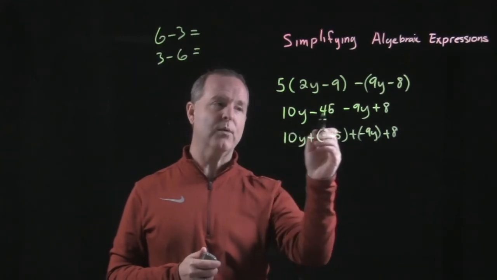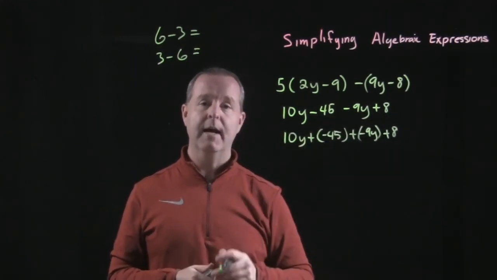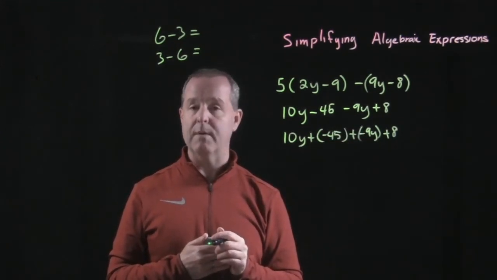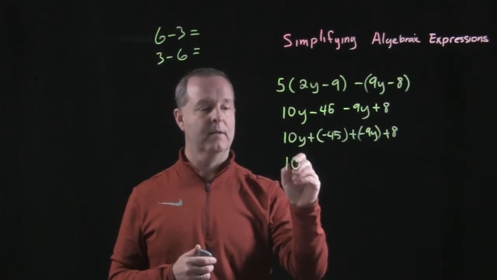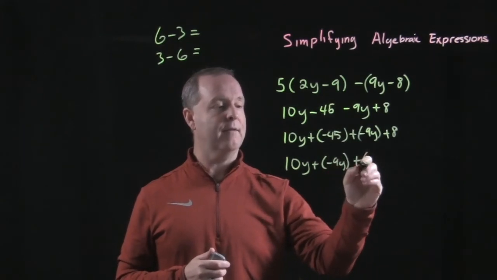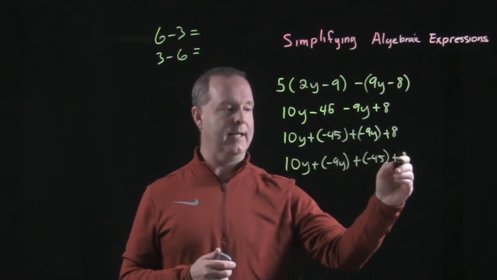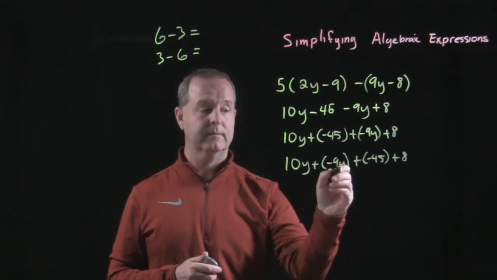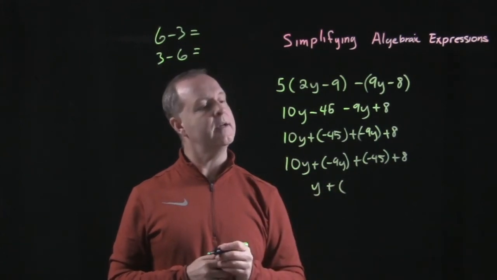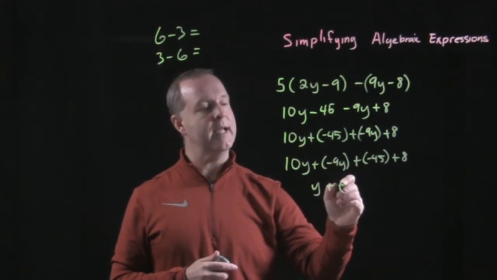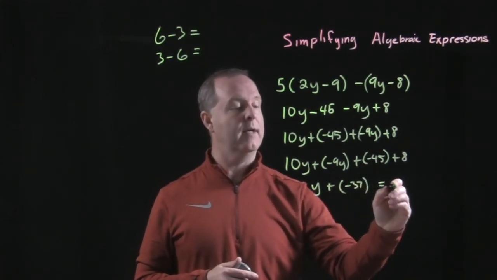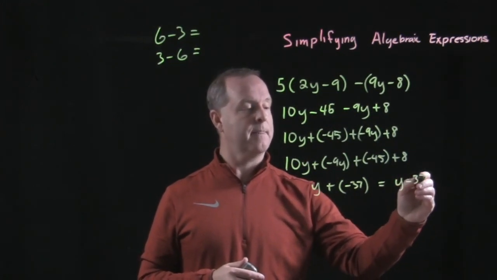Because of that, I need to rewrite this sequence of terms as terms being added together. Then I can go ahead and use the commutative property and move them around if I desire so. So 10y plus a negative 9y plus a negative 45 plus an 8. Like terms are grouped together. That gives me a y, plus a negative 45 plus an 8 gives me a negative 37. And then I could rewrite it as y take away a 37.